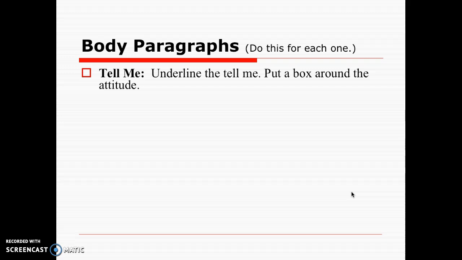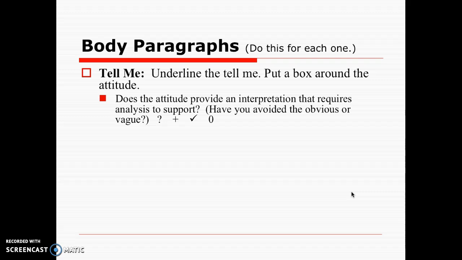And remember, you want to underline that and put a box around the attitude, because the tell me should have an attitude just like the thesis does. Now, obviously, it shouldn't be exactly the same attitude, but it should be related. It should be a step along the way of proving the attitude in the thesis statement. And again, you got to ask yourself a similar question about the tell me. Does the attitude provide an interpretation that requires analysis to support it? In other words, have you avoided the obvious or the vague?